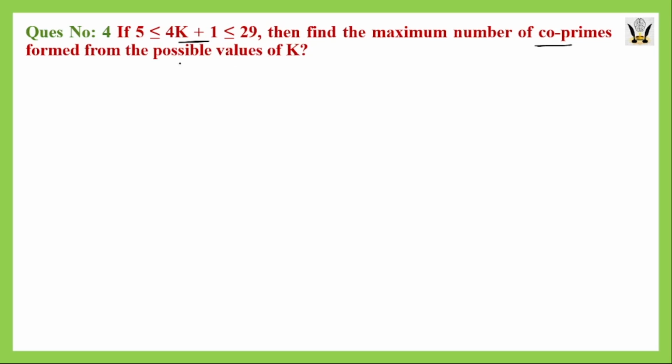of k. Possible values of k. And co-primes, we know that any two numbers, if they don't have any common factor or divisor other than 1, then those two numbers are referred to as co-primes.